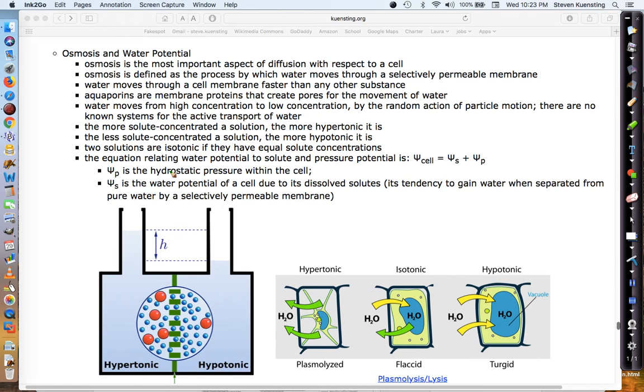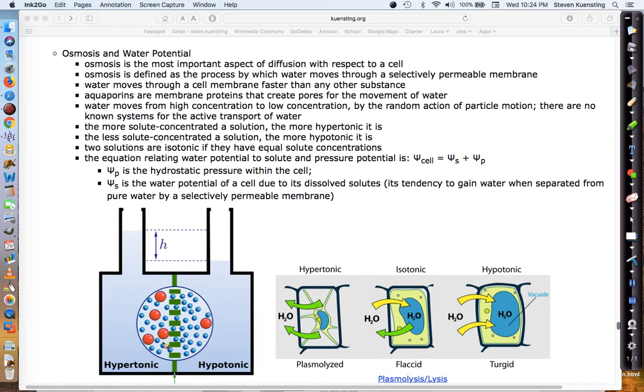If two solutions are next to each other and they are isotonic to each other, then they have equal solute concentrations. What that means is that water then won't want to go either way. But that's usually not the case. Usually, there are more chemicals on one side of a membrane than another.